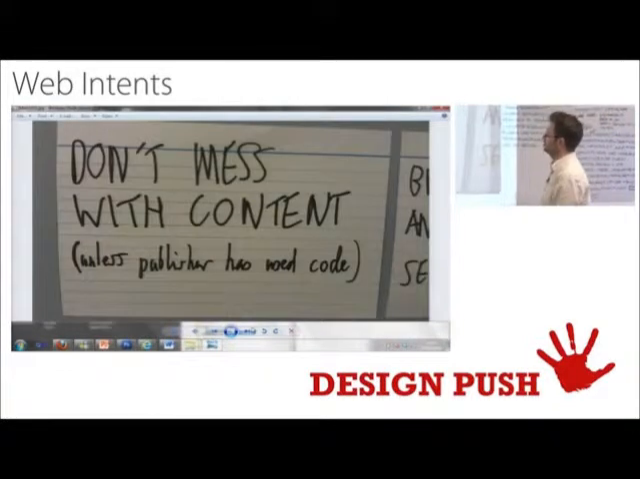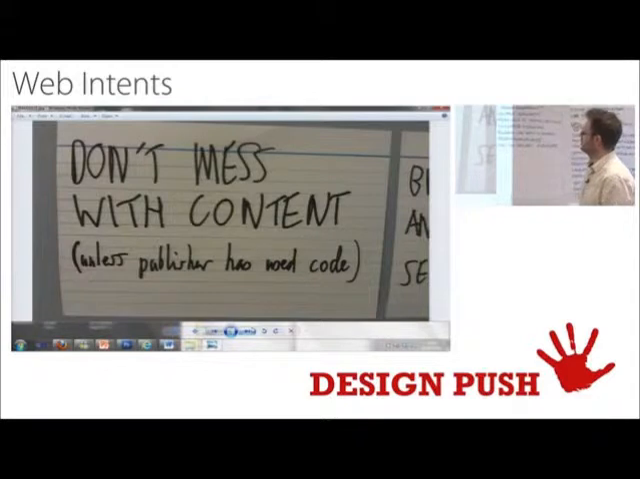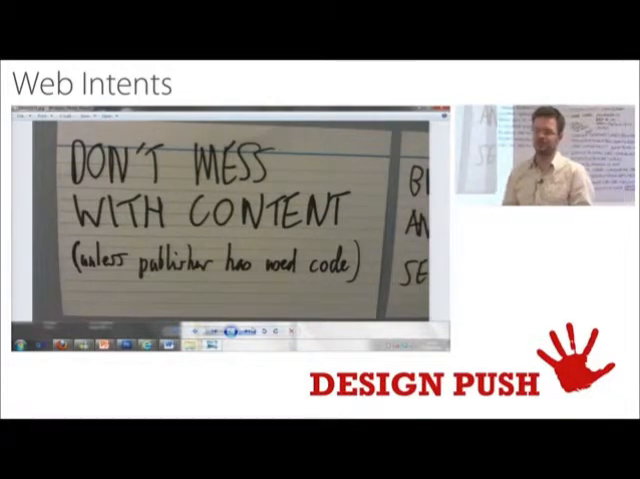So some potential design principles. We ended up thinking about how maybe we don't mess with the content unless the publisher has explicitly allowed that to happen.